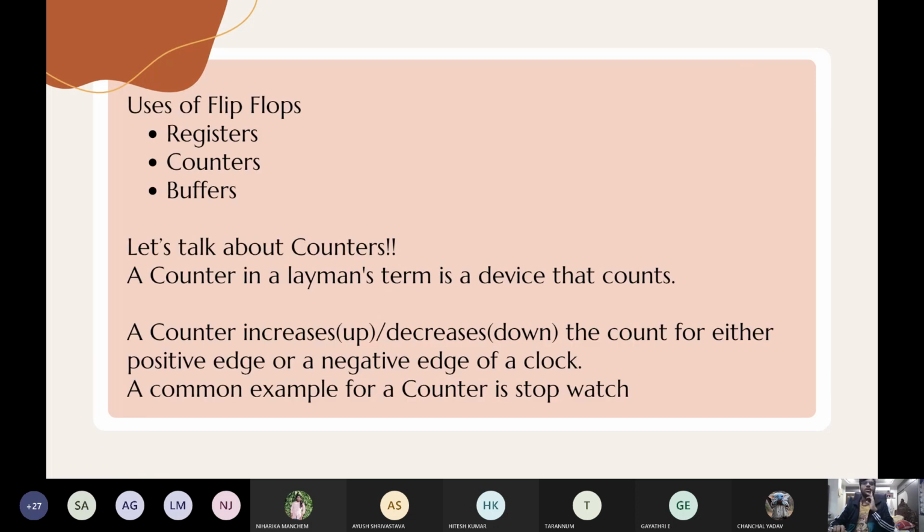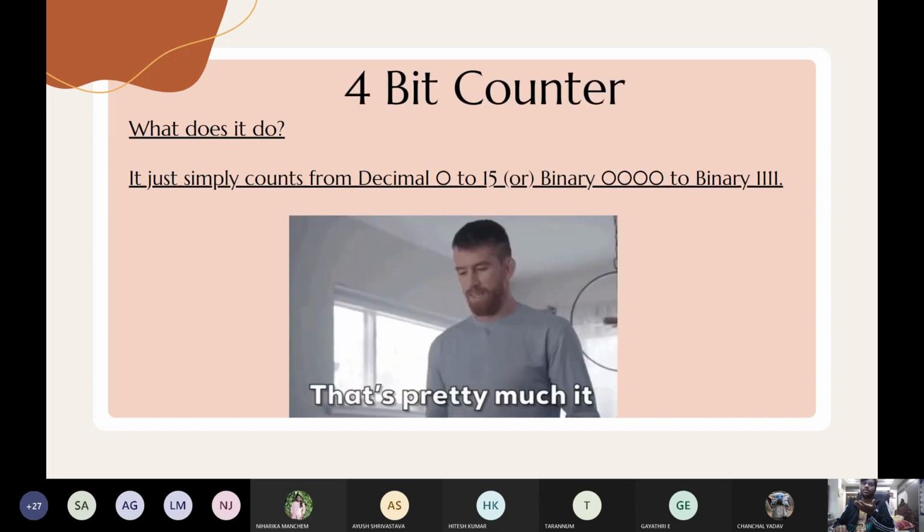Use of flip-flops. Flip-flops are generally used in registers, counters, and buffers. Registers are generally storage elements, and buffers are extensions of registers. Counters are devices that generally count. So a counter in layman's terms is a device that counts. Simple enough, right? A counter increases or decreases the count when the clock edge occurs. A common example of a counter is a stopwatch. As you know, a stopwatch just counts time, right? So counters are used there.